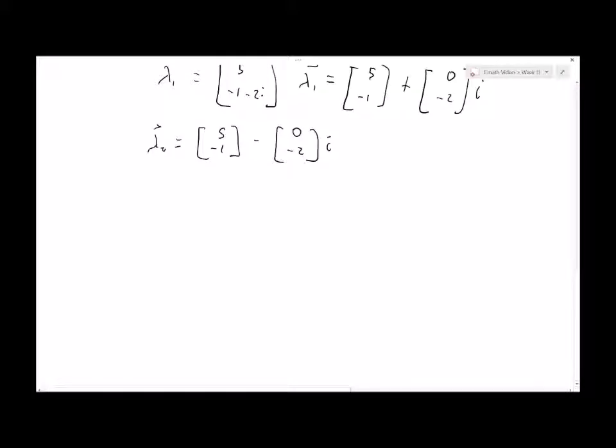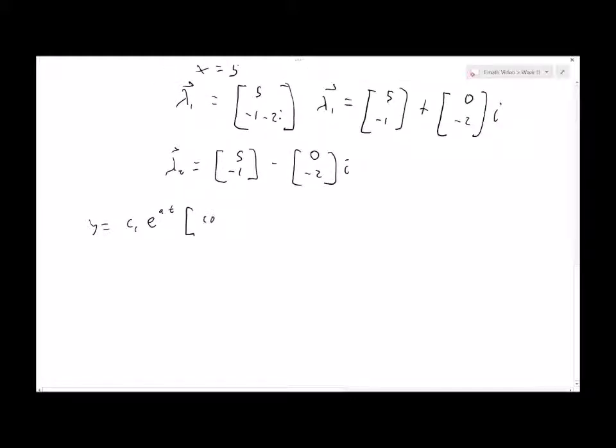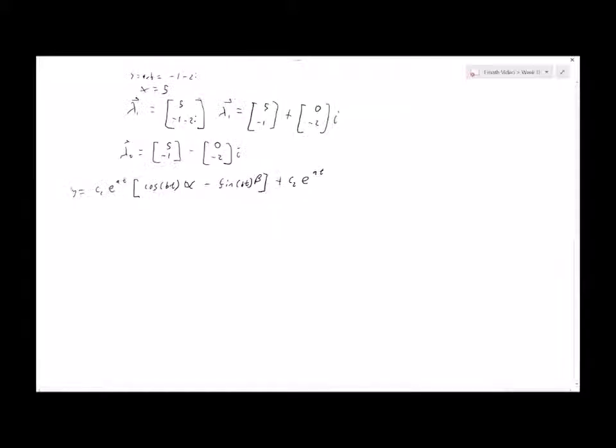And last but not least, you just have to memorize this really long, obnoxious equation. So in this case, let's just say y equals c1 e to the at, cosine bt alpha minus sine bt beta, plus c2 e to the at, cosine bt beta plus sine bt alpha.